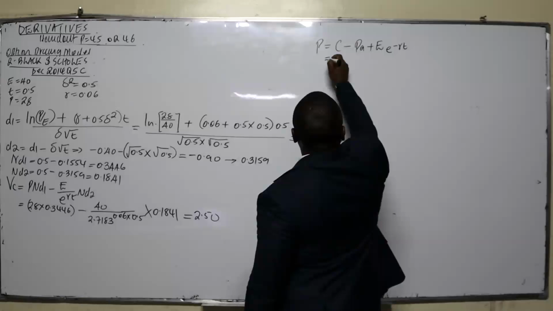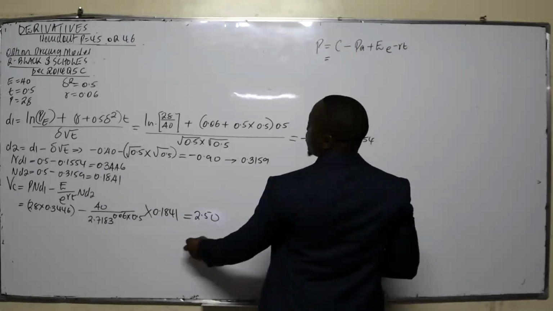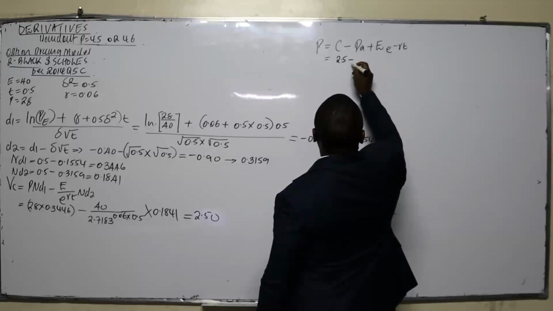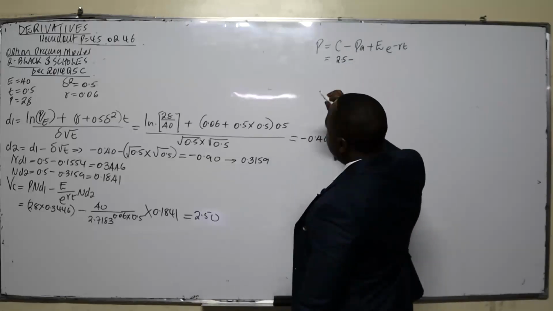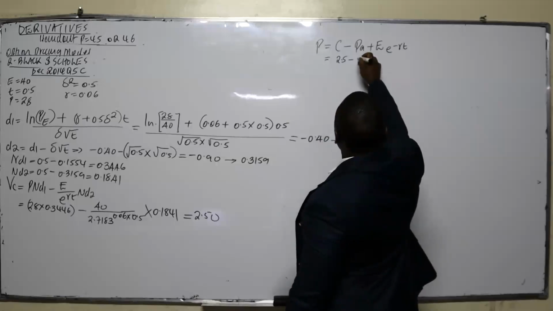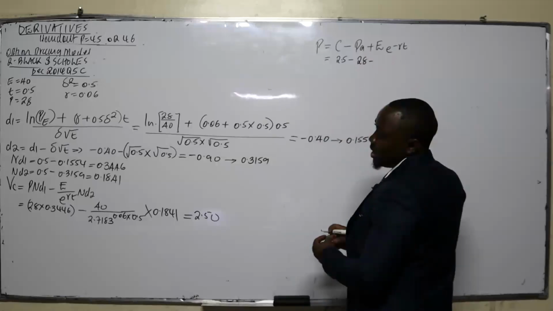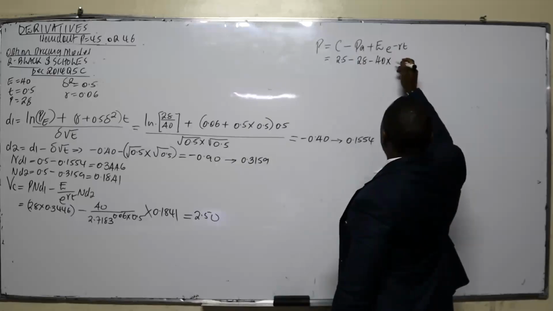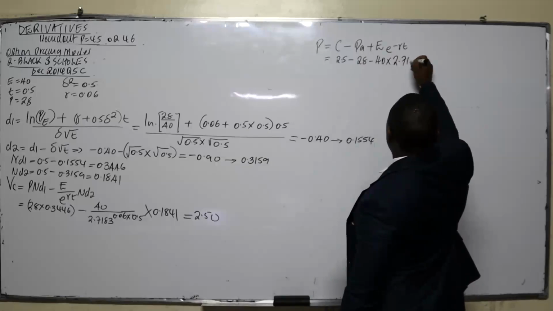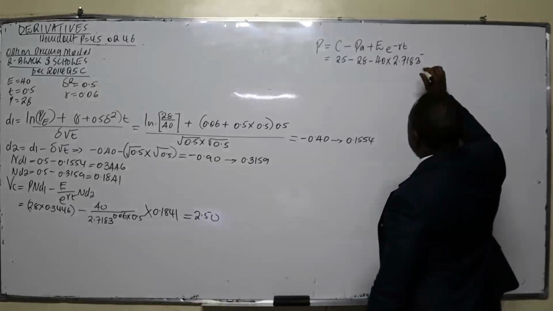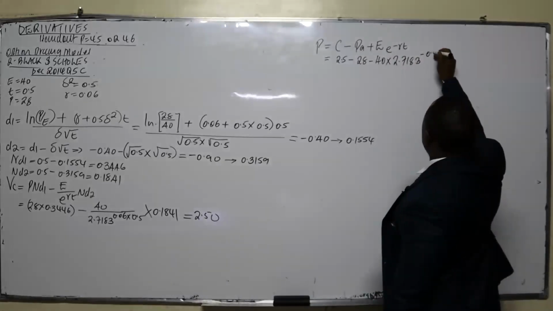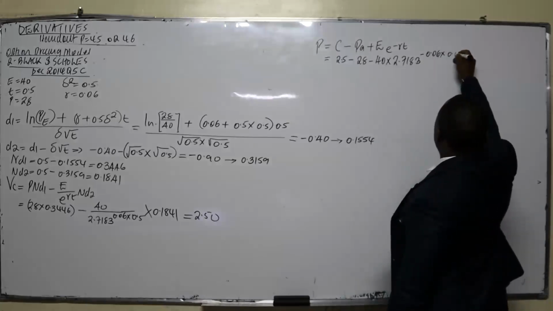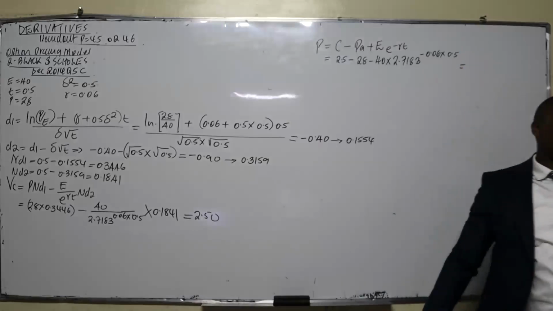E to the power negative RT. So you have to follow the same process. The brackets go, which is 2.5 minus PA. PA is the market price per share, which is 28, plus E, which is 40, small e, the exponential constant, 2.7183 raised to the power negative R. R was 6%, 0.06 times T, time to maturity, which is 0.5. So now give me that.